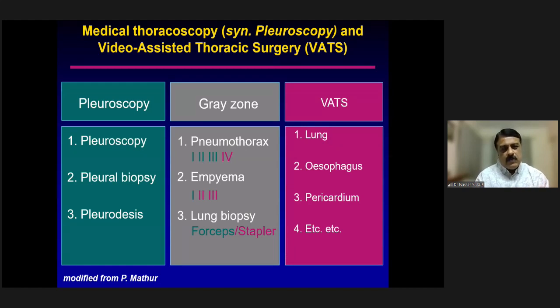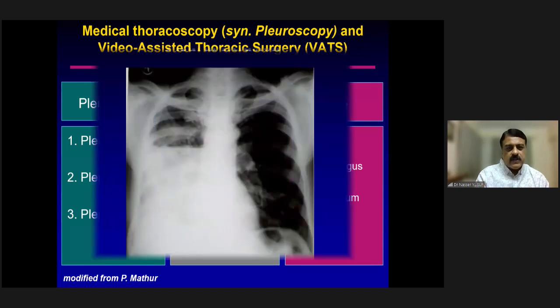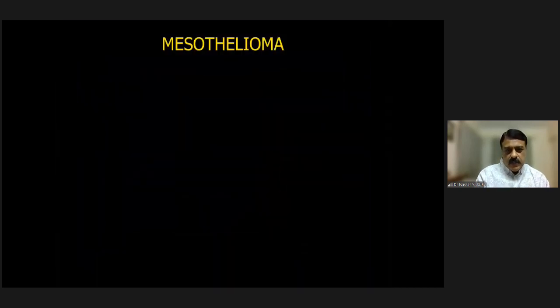This is from the American College of Chest Physicians and the British Thoracic Society. The green zone: go. Pleuroscopy, inspect the pleura, do the pleural biopsies of the parietal pleura, pleurodesis. Next enters the gray area: pneumothorax, empyema stage 1, no issues. Lung biopsy, again questionable. And don't go to that red zone, the pink zone, touching and playing with the lung, pericardium, etc.